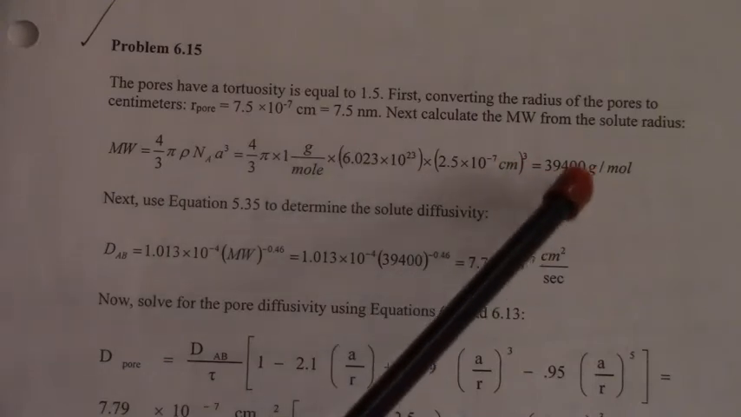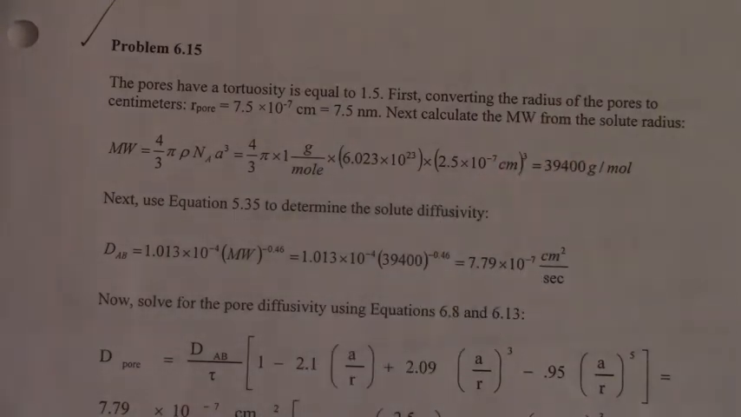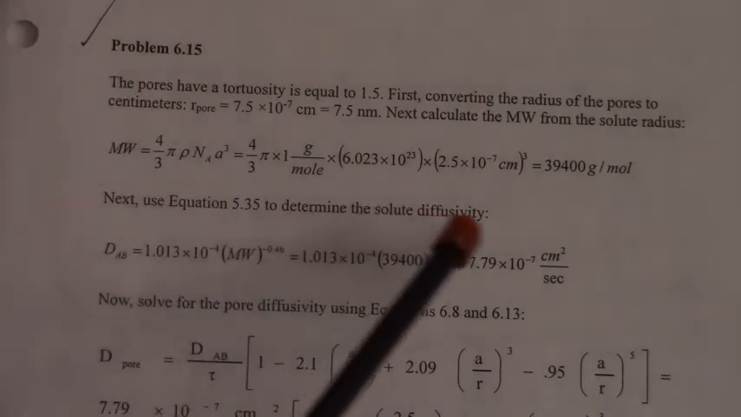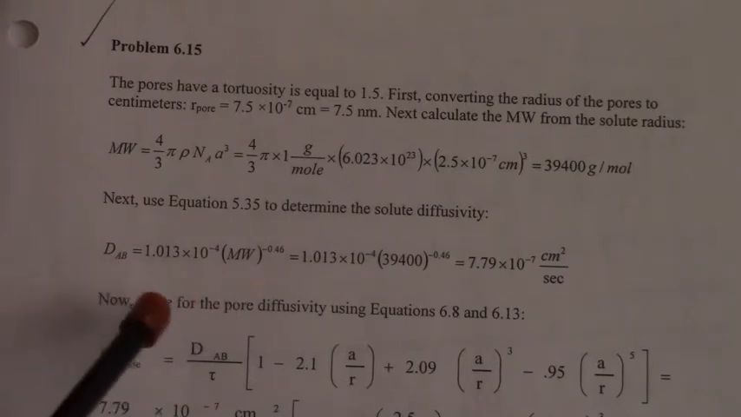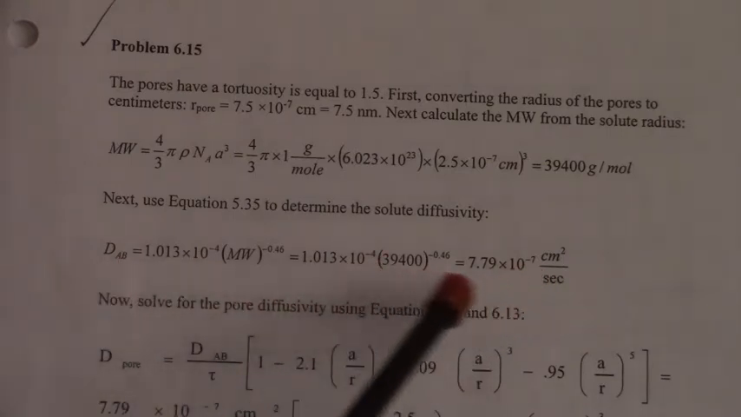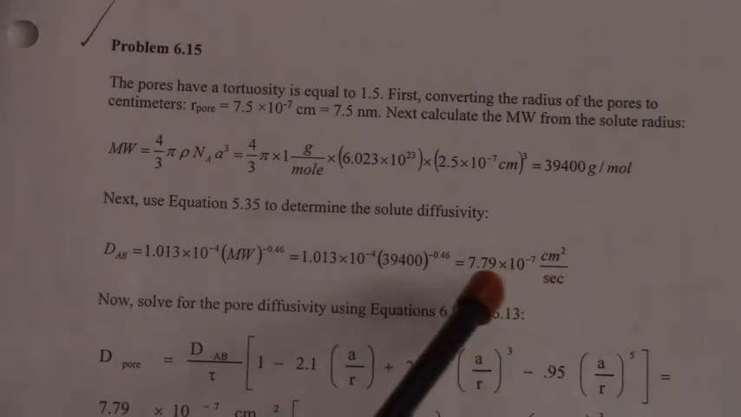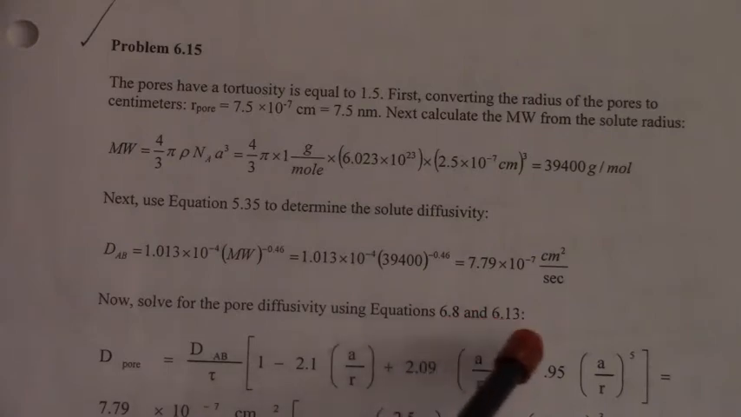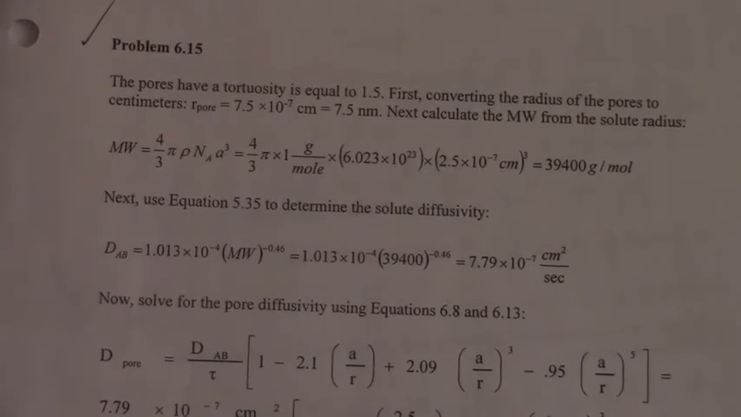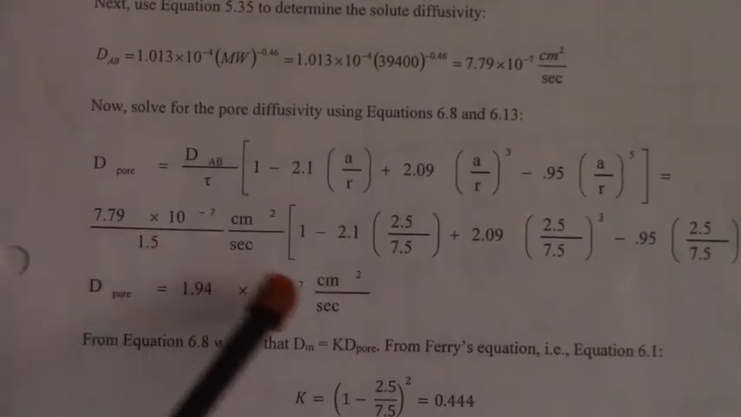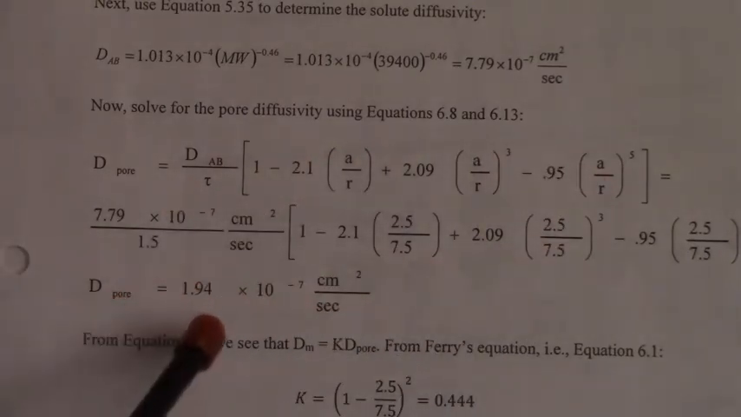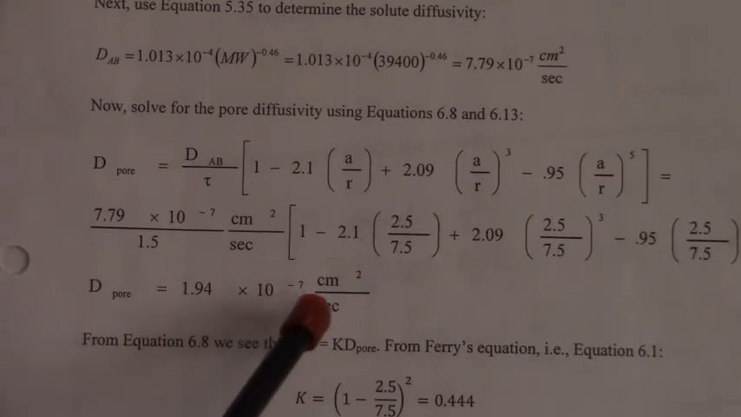So we end up now with a molecular weight of 39,400 grams per mole. And then we would use equation 5.35 with this molecular weight to calculate the solute diffusivity at 37 degrees C, which is shown right here. And then we go back into equations 6.8 and 6.13 to first calculate the pore diffusivity, which is shown right here. So this busy calculation gives us a pore diffusivity of 1.94 times 10 to the minus 7 square centimeters per second.